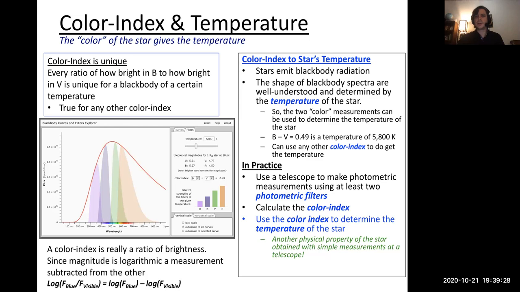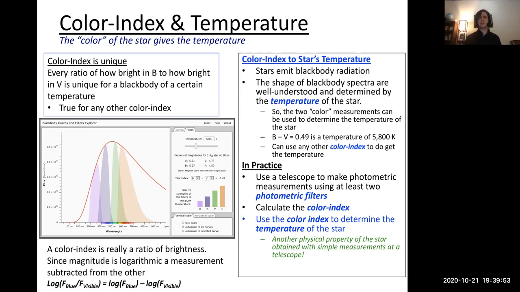So you can all of a sudden do something like, the magnitude in B minus the magnitude in V equals some number, 0.49. Because we know blackbody curves really well, we can relate that to a B minus V color index of 0.49 equals a surface temperature of 5,800 Kelvin.